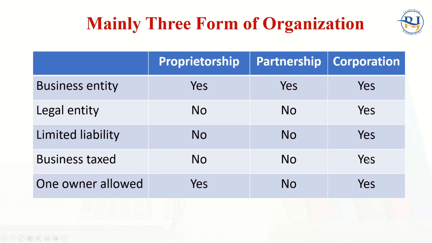Business tax, yes. So there will be a business tax as well, which is known as the corporate tax in case of corporation, but not in case of a proprietorship and partnership. One owner is allowed in case of a proprietorship, yes. In case of partnership, at least there should be two. Only then there will be a partnership. But in case of corporation, even one person can start a corporation. There is no problem. Sometimes there may be a little confusion that for the corporation there should be a big number of people. No, only one person can start the corporation. That is also very much possible.